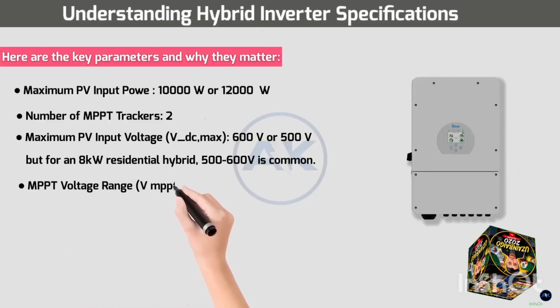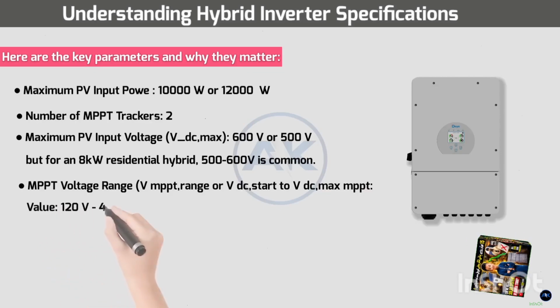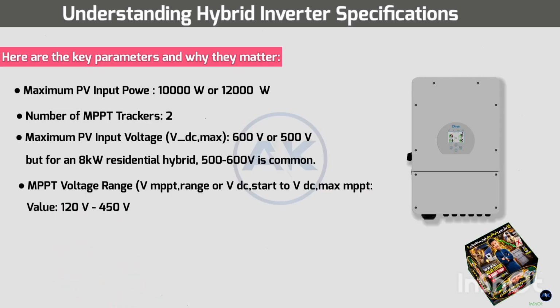MPPT voltage range, VMPPT range or VDC start to VDC max MPPT value: 120 volts to 450 volts. This is the voltage range within which the inverter's MPPT circuit operates efficiently. For optimal power production, the operating voltage VMP of your solar string should fall within this range under most operating conditions. Importance for string sizing: your string's VMP at expected operating temperatures should ideally stay within this range. The inverter may still operate if the voltage goes outside this range, but it won't be as efficient. The lower end is also important for the inverter to start up.